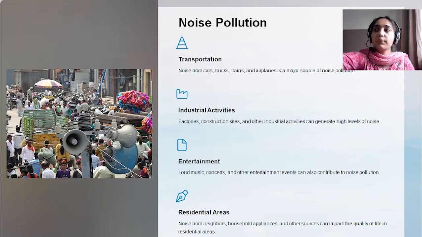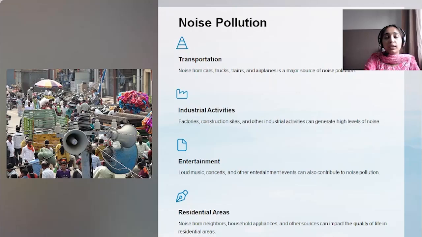Now this is a summary slide of noise pollution. This consists of transportation, industrial activities, entertainment, and residential area. These are the causes of noise pollution. Like how do transportation, industrial activities, entertainment, and residential areas contribute in making noise pollution?